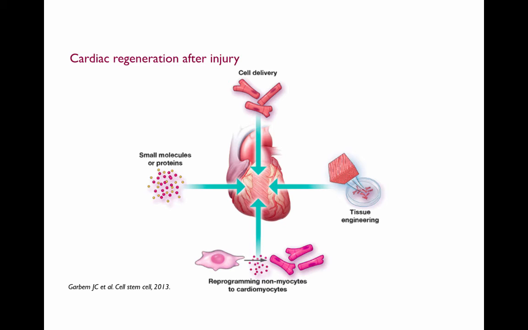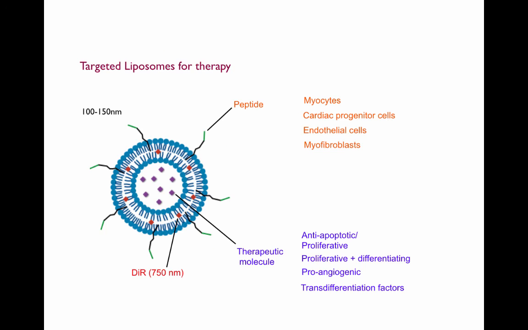And so it's really important to be able to do tissue engineering in order to stop that from happening. People have used small molecules or proteins with various successes, cell delivery like stem cells, tissue engineering where people are trying to take chunks of tissue and place it back into the heart, or what I'm going to show you, reprogramming the non-myocytes to cardiomyocytes. What my lab has been interested in, in collaboration with AstraZeneca, is to cause remodeling of that infarct.